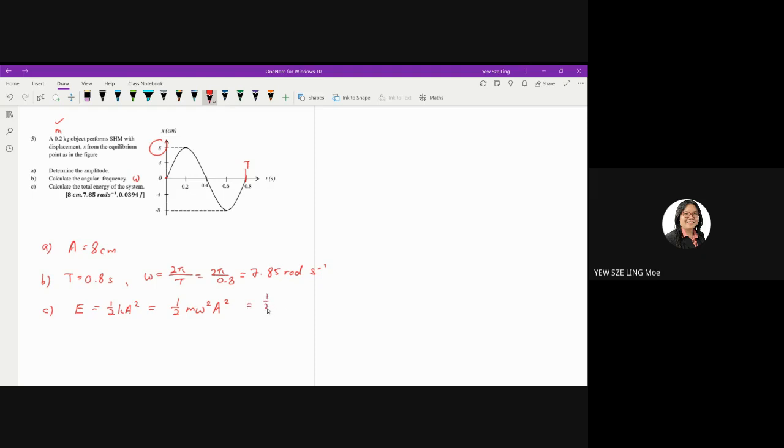So plug in the values, 1/2, 0.2, and then I have 7.85 squared and 8 cm squared. Now, cm, remember to change it to meter, 0.08 squared. So I have 0.0394 joule. Now, actually, you shouldn't leave the answer in this form. All right, it's an improper way of writing down your answer. You should write it in standard form. So rearrange the equation, you can get 3.94 times 10 to the power of negative 2 joule.